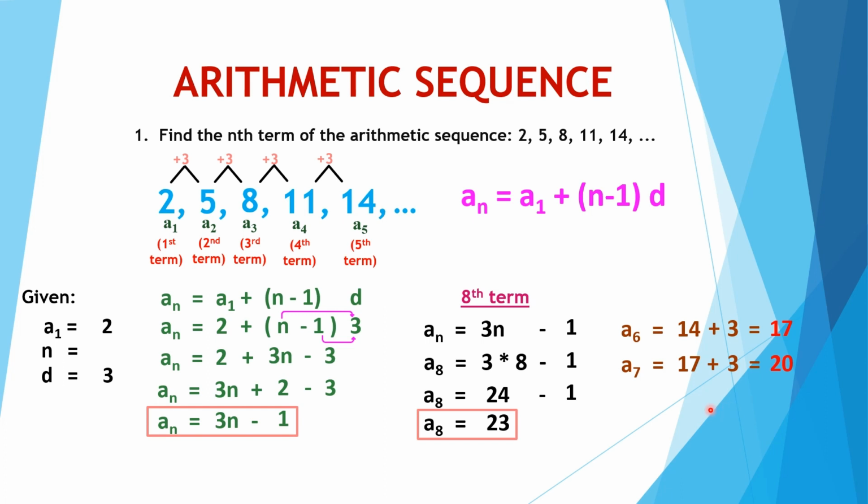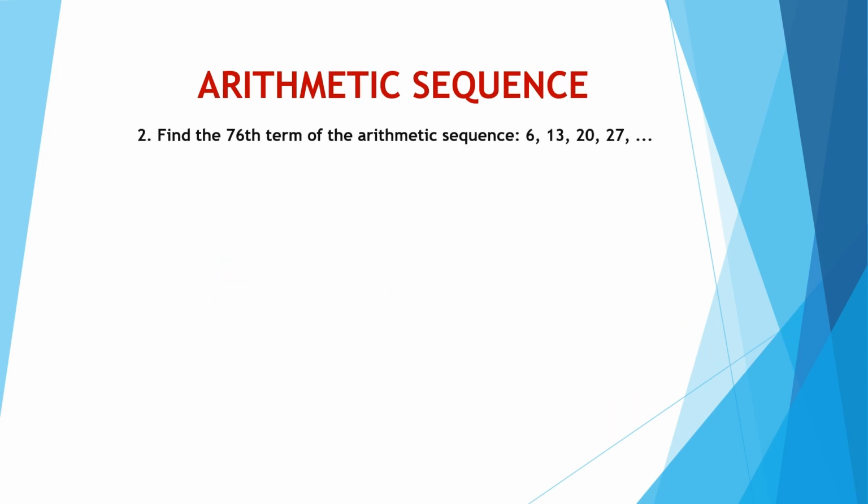Number 2, find the 76th term of the arithmetic sequence 6, 13, 20, 27, and so on. First, let's rewrite the sequence. Let's label the numbers. 6 is a sub 1, 13 is a sub 2, 20 is a sub 3, and 27 is a sub 4. The difference between consecutive terms is 7, so 6 plus 7 is equal to 13, 13 plus 7 is equal to 20, and 20 plus 7 is equal to 27.